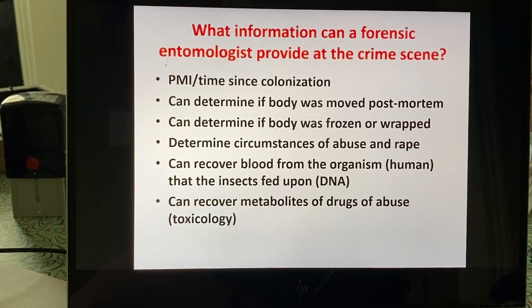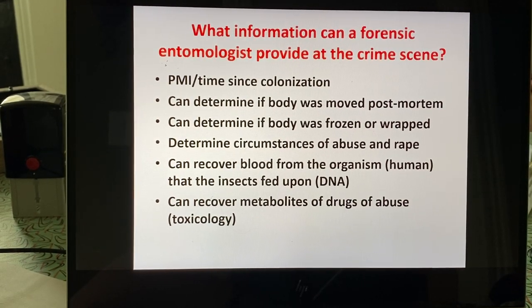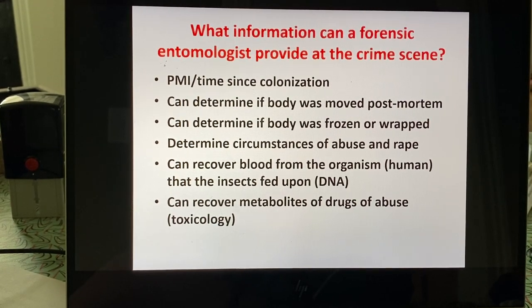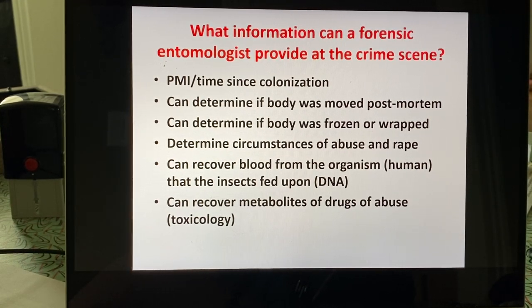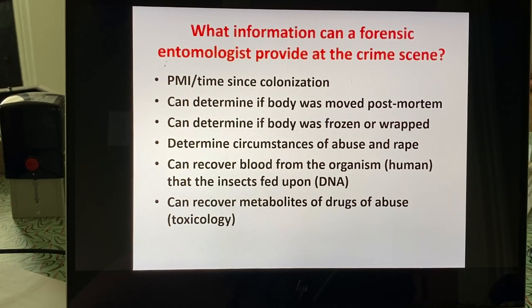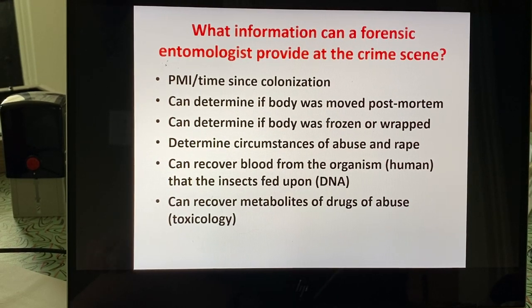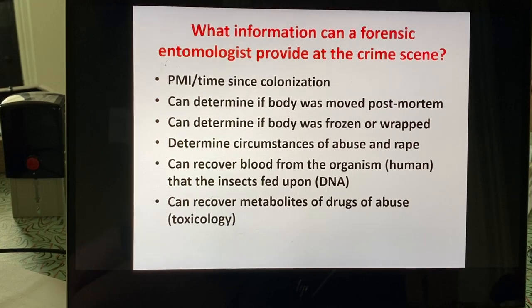So here's some information that potentially an entomologist could provide at the crime scene. Remember, you're probably not going to hit all of these, but if you can hit a couple of them, awesome. By doing some type of calculation, whether it is post-mortem interval or time since colonization, by looking at the different species, they potentially could determine if the body had been moved after the person was dead. Was it put in another totally different ecosystem? Surprisingly, you don't have to move very far geographically to be in a place where there are different species of insects. They can determine if the body was frozen or wrapped. If you have blood-producing wounds, they could help determine circumstances of abuse and or rape. If there's blood present, remember the insects will be attracted to that because it is a liquid environment.